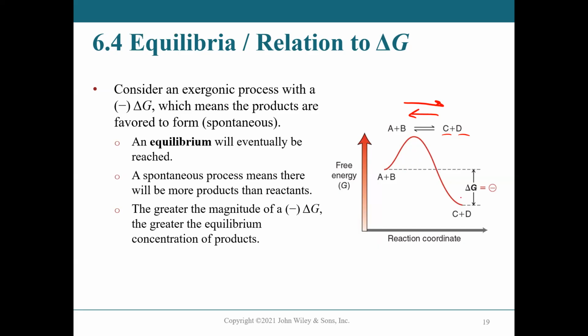So spontaneous process means there will be more products than reactants. So here we see a spontaneous process. The greater the magnitude of the negative delta G, the greater the equilibrium concentration of products. So if we go down here even further, we'd have more products. If we go up, let's just say we stop right here, we're not going to have as many products.